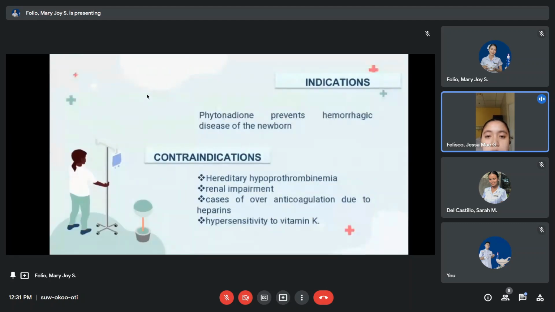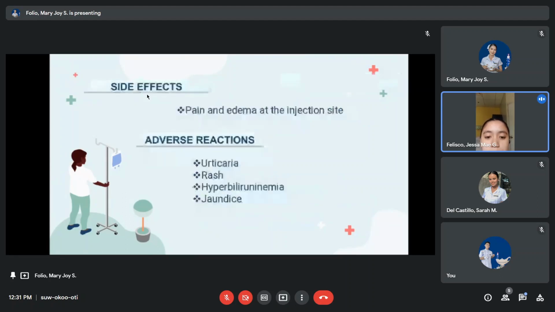Okay, for the indications, phytonadione prevents hemorrhagic disease of the newborn. And for the contraindications, hereditary hypoprothrombinemia, renal impairment, cases of over-anticoagulation due to heparin, and hypersensitivity to vitamin K. Next slide, please. Okay, for the side effects, we have pain and edema at the injection site. And for the adverse reactions, we have urticaria, rash, hyperbilirubinemia, and jaundice. Next slide, please.